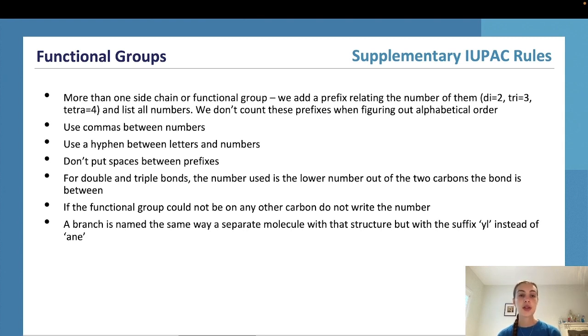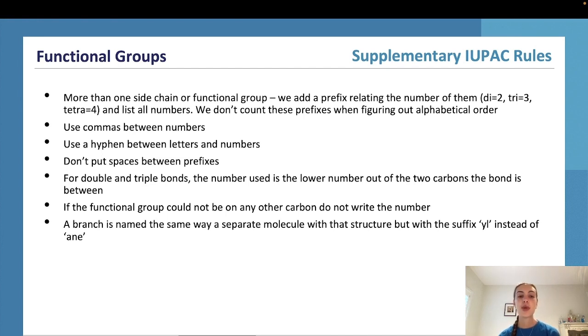The next important thing to note is that if the functional group could not be on any other possible carbon, don't write the number. So for example, if we're talking about an ethane molecule and we're changing that into an ethene molecule, so we're putting a double bond between the 2 carbons, which there are. Obviously if there's only 2 carbons, the double bond can only be between those 2 carbons, so hence we would just call it an ethene molecule. We wouldn't have to call it 1-ethene.